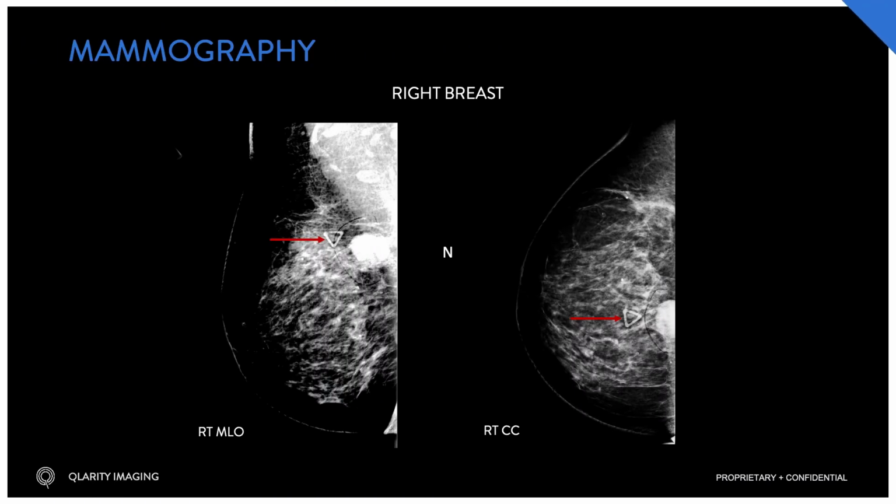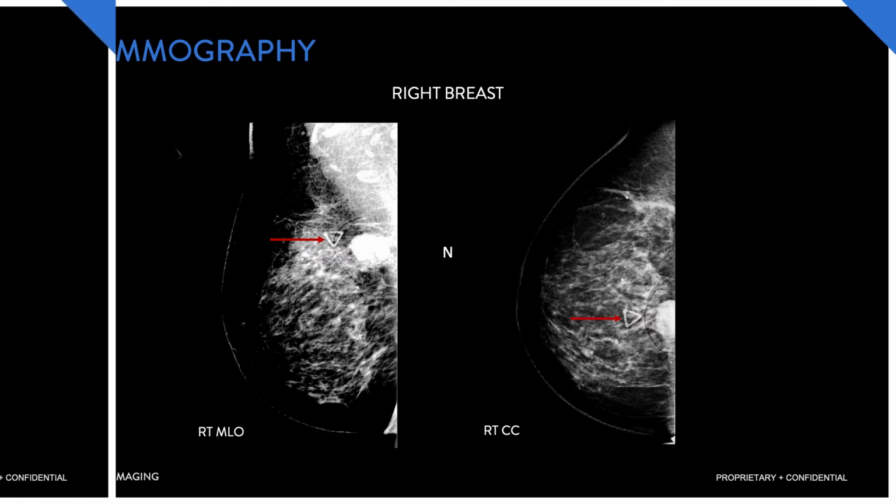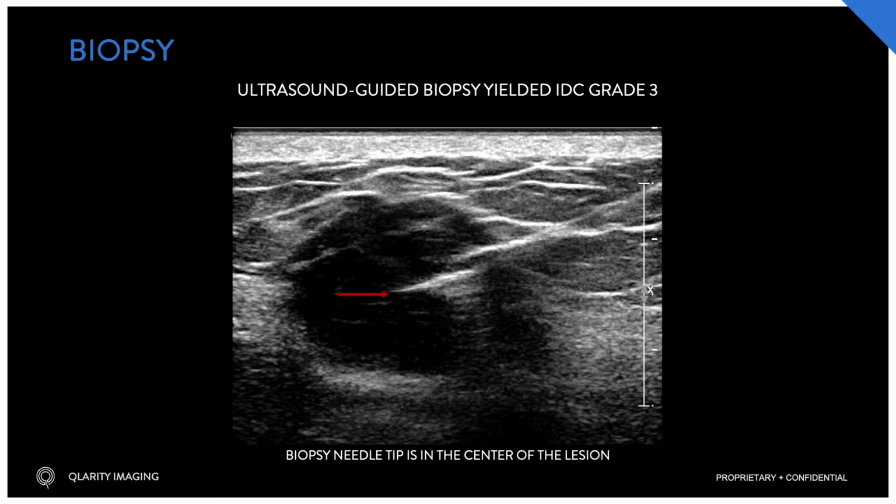And here you can clearly see a mass very far posteriorly located, and you can see the skin marker overlying the mass. No other significant findings were noted, but the mass is evident and very far posterior. And we can look at the ultrasound, and in this case we can see the mass very well, some lobulated margins, indistinct margins, and this is the biopsy needle in the center of the mass, shown very nicely.